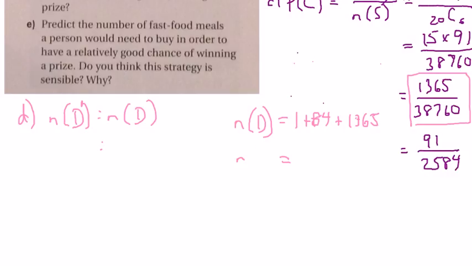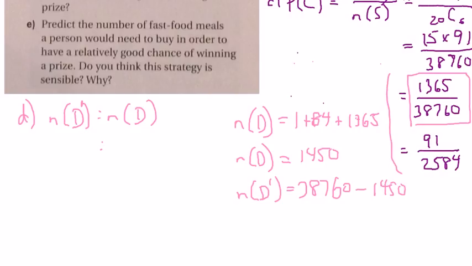So the number of ways you could win would be 1,450 ways, and the number of ways you could not win, I don't know if you call it losing, but anyway, not winning. So that's 38,760 minus 1,450. And so that works out to the vast majority of the time, 37,310 ways of not winning.